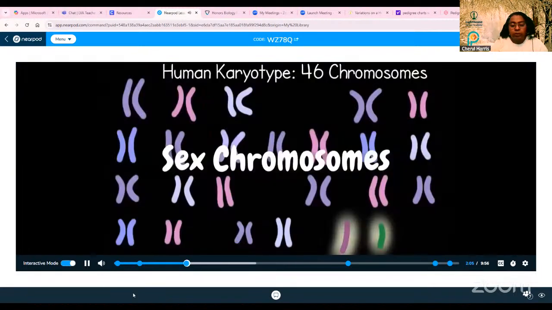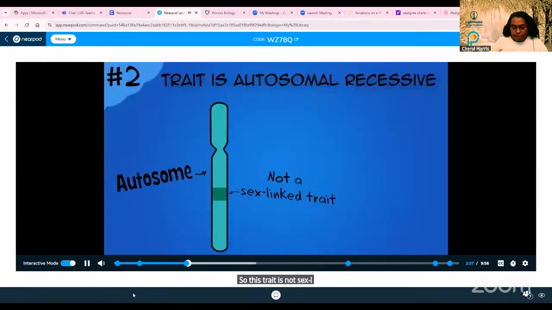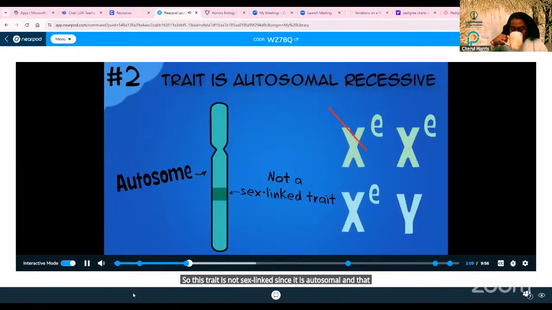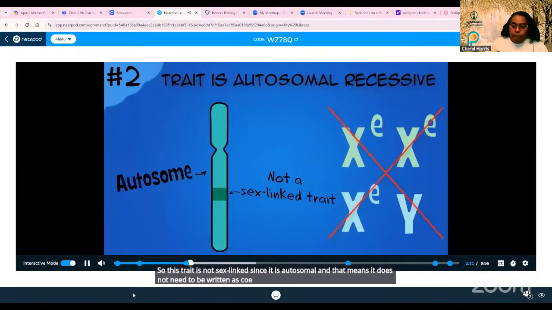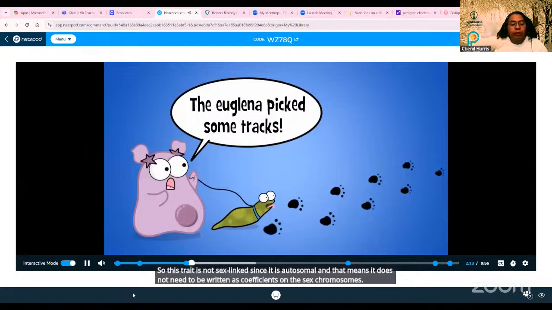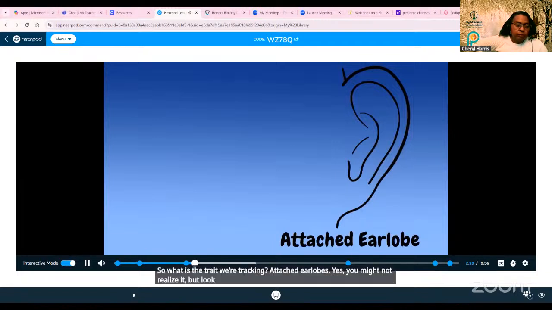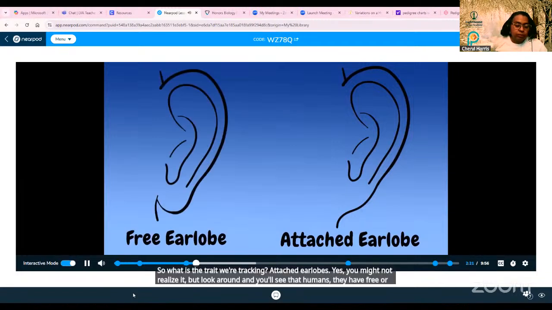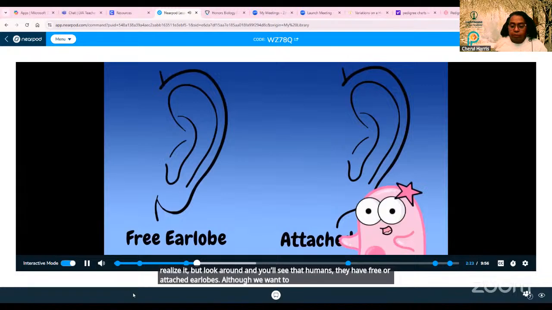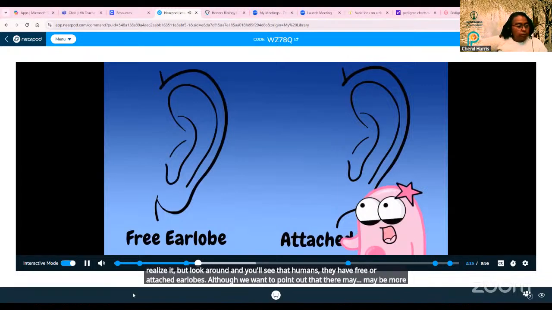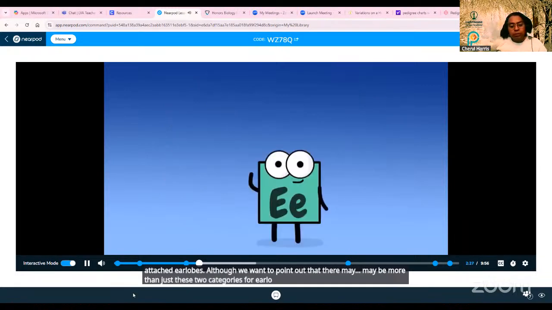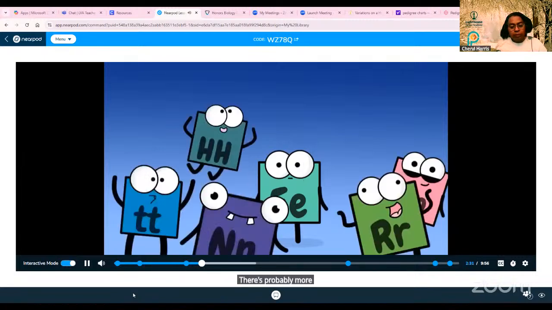So this trait is not sex-linked since it is autosomal, and that means it does not need to be written as coefficients on the sex chromosomes. So what is the trait we're tracking? Attached earlobes. Yes, you might not realize it, but look around and you'll see that humans have free or attached earlobes. Although we want to point out that there may be more than just these two categories for earlobes. And while this example is used often in basic genetics, there's probably more to this than just one simple gene.